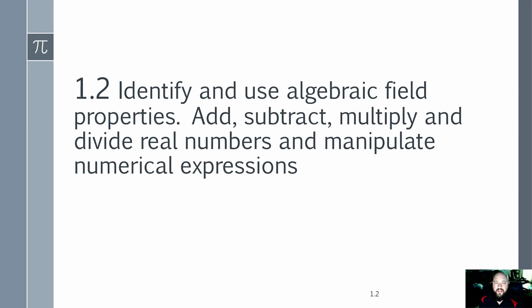Alright guys, today in our math class we're going to cover 1.2: identify and use algebraic field properties, add, subtract, multiply, and divide real numbers, and manipulate numerical expressions. So today, so we don't go too fast and cover too much at one time, we're going to mainly just cover add and subtract this lesson, and then we'll come back to 1.2 and handle multiply and divide next time.